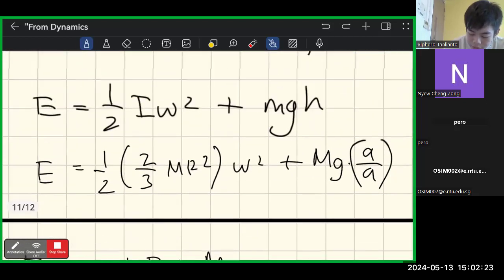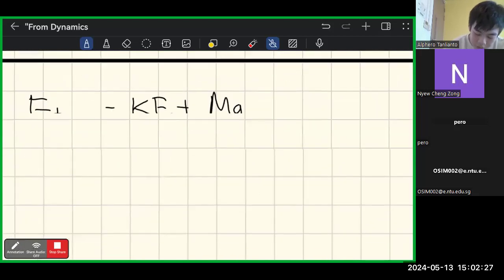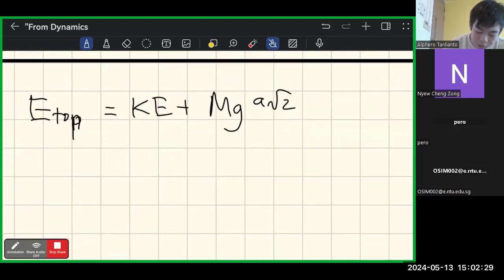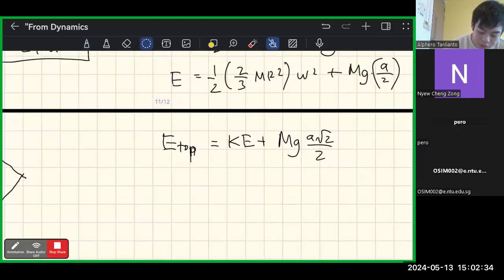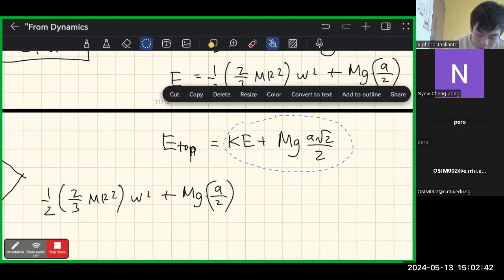Why a over a is a over 2? Okay, sorry. It's a with square root of 2 over 2. So it has to be the same. We just equate these two. Okay, just copy this. Copy equals to this.